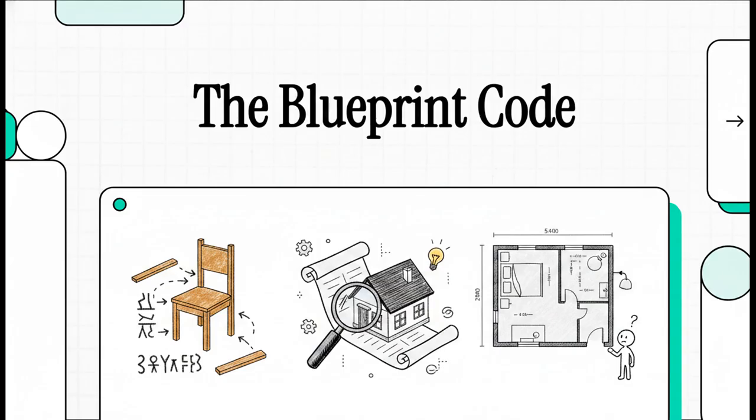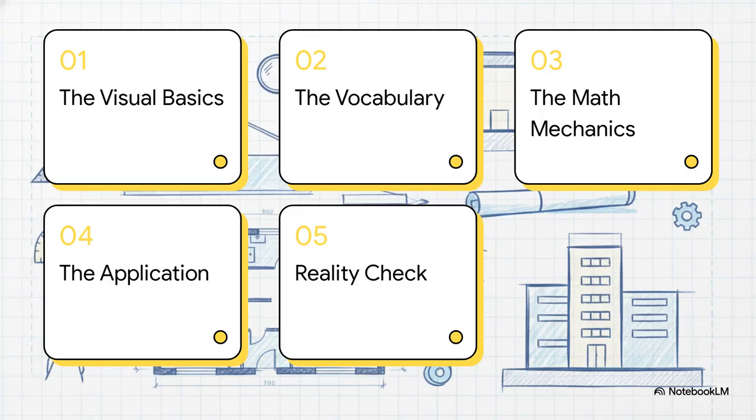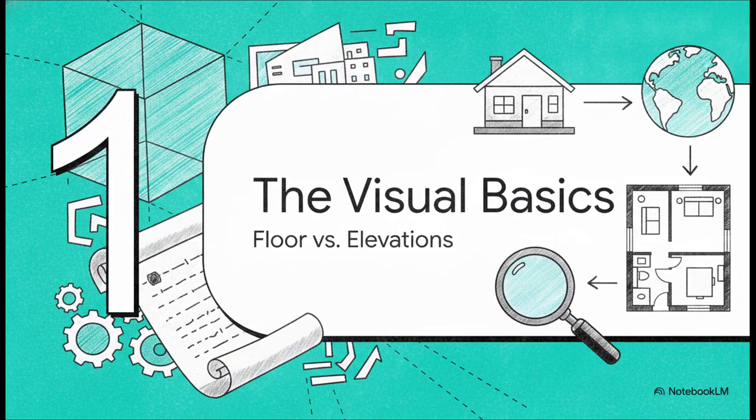Welcome to this explainer where we are going to crack the blueprint code once and for all, because by the end of our time together, you won't just look at these diagrams, you will literally be able to read them like a book. So let's just quickly run through our Architect's Toolkit for today. We're going to cover 1. The visual basics, 2. The vocabulary, 3. The math mechanics, 4. The application, and 5. The ultimate reality check.